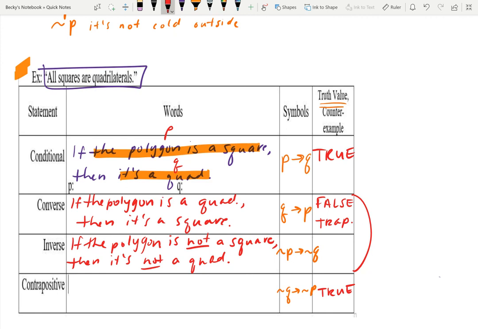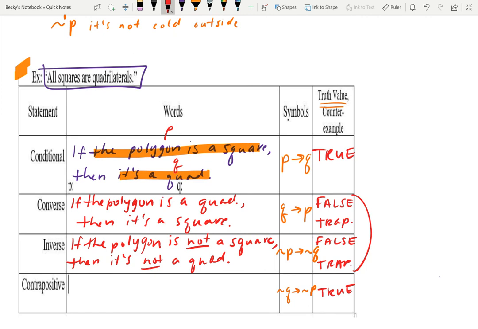So is this true or false? If it's not a square, then it's not a quadrilateral. I always had the most difficulty with the inverse because it's more confusing to me, but I remember the trick. If the converse is false, then the inverse is false. Okay, and we can use the same exact explanation. It could be a trapezoid.